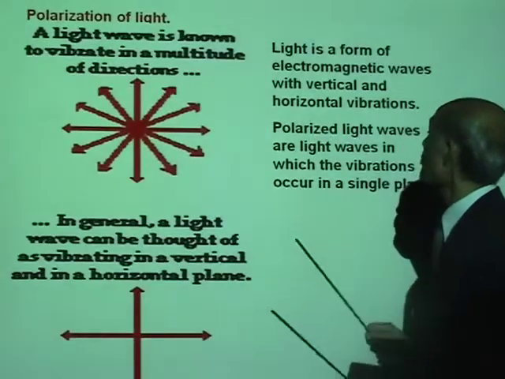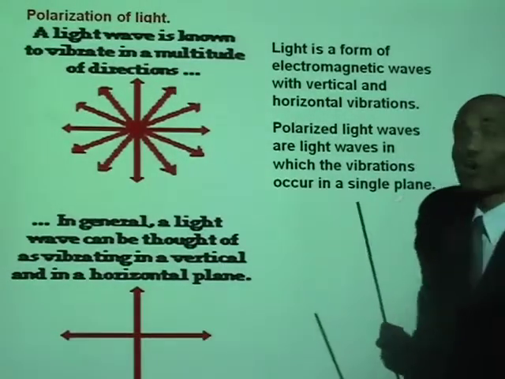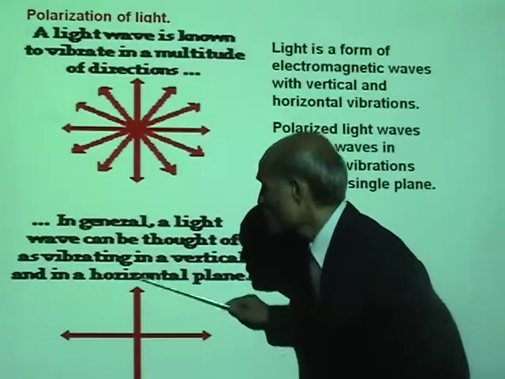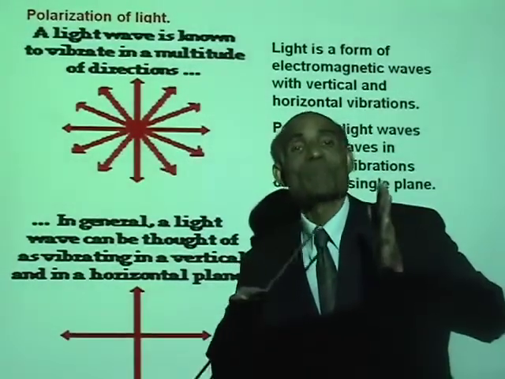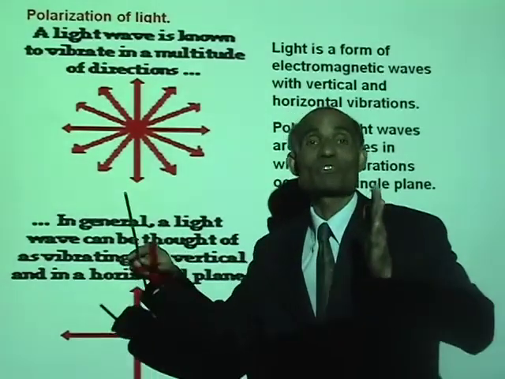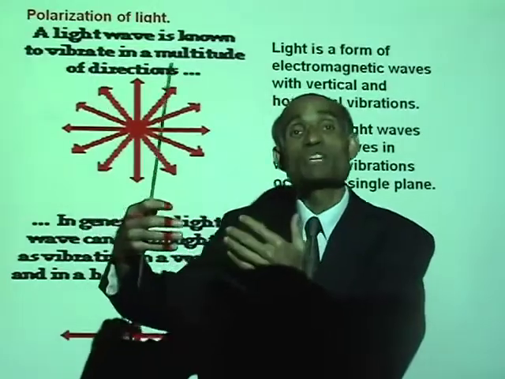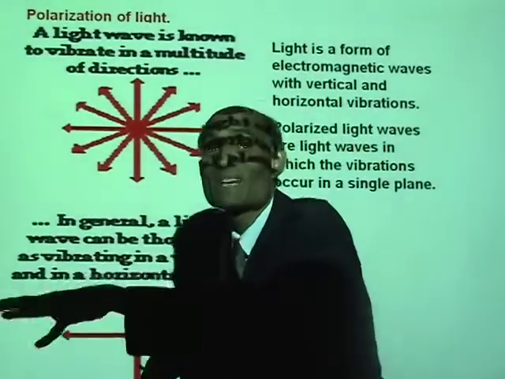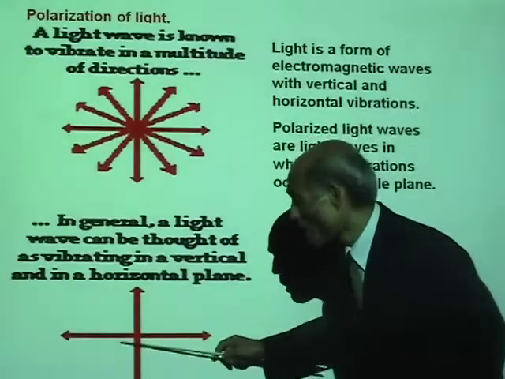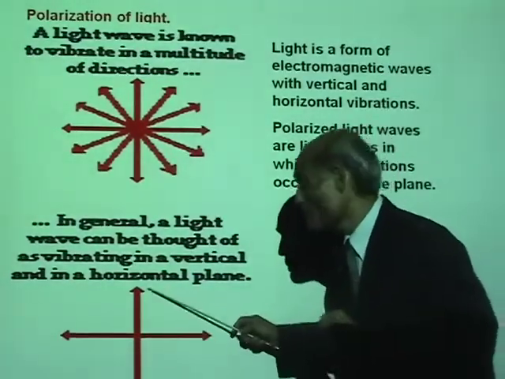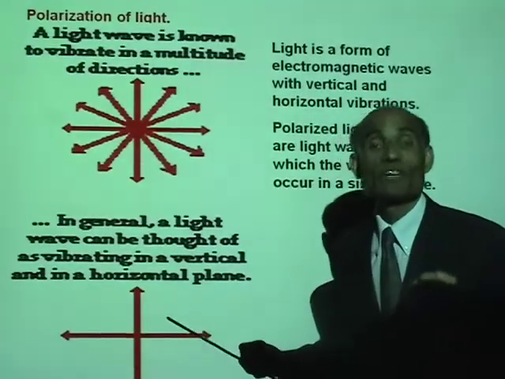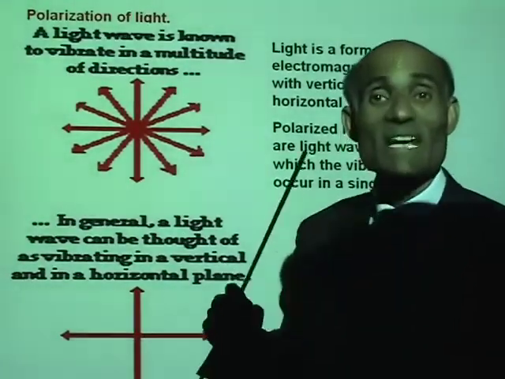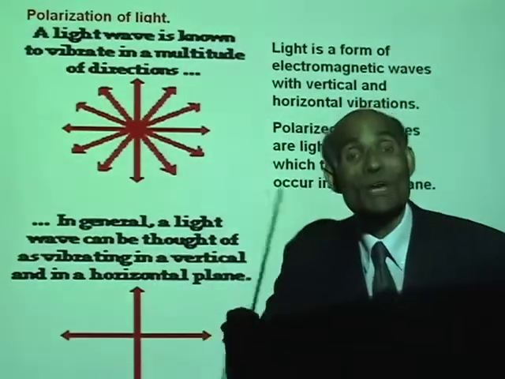Polarized light waves are light waves in which vibrations occur only in one plane. If you cut off the vertical vibrations, you will only have horizontal vibrations. A beam of light that consists of only horizontal vibrations is called horizontally polarized light. On the other hand, if you cut off the horizontal vibrations and only have vertical vibrations, it is called vertically polarized light. So polarized light is light that consists of vibrations only in one plane.